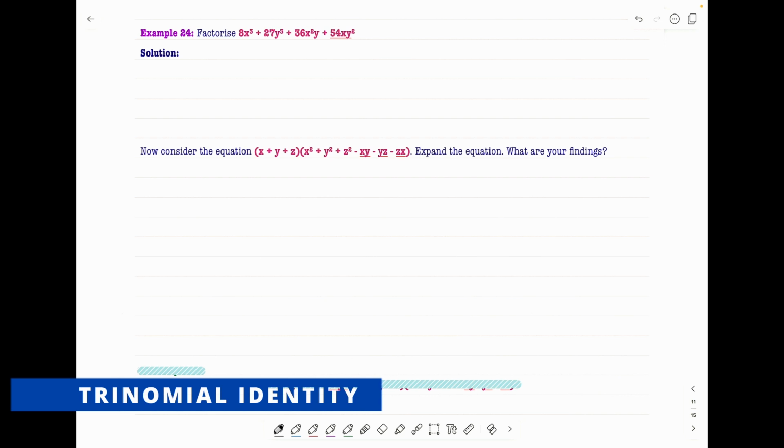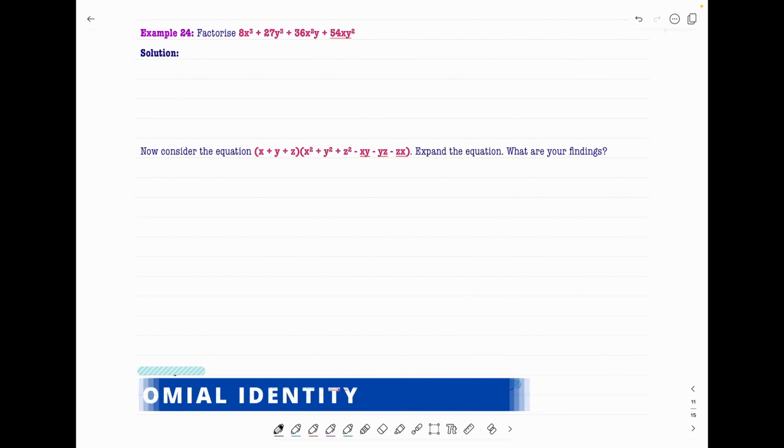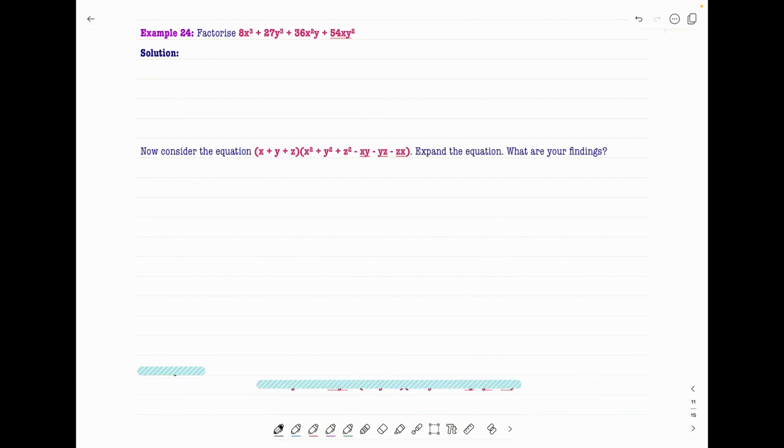Okay, now it has said to factorize. You have to factorize 8x cube plus 27y cube plus 36x square y plus 54xy square. Got my point? So instead of 8x cube, you can write 2x whole cube. Similarly, instead of 27y cube, you can write 3y whole cube.